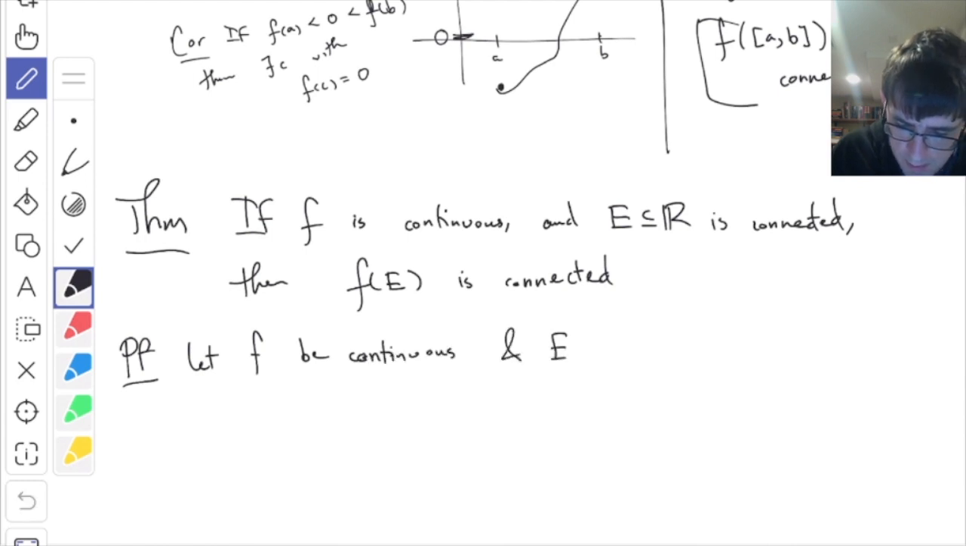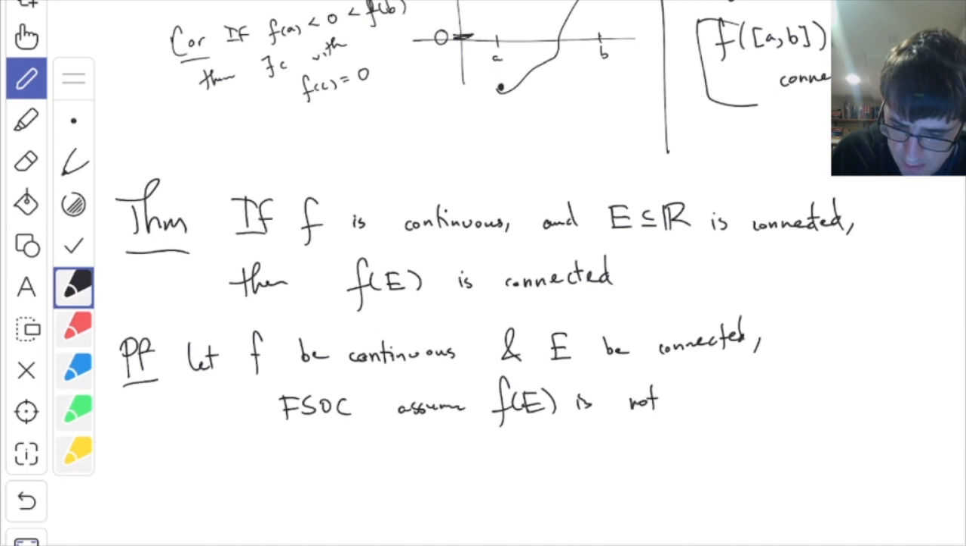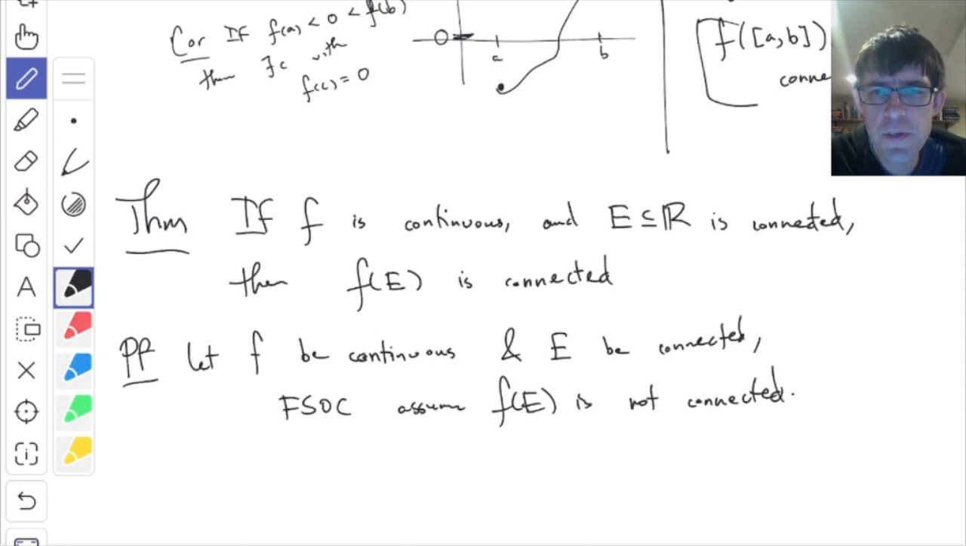And E be connected. But to get a contradiction, for the sake of contradiction, I'm going to assume f of E is not connected. This is good, actually. If you recall, the definition of connected is, it's easier to say what not connected means than it is to say what connected means. And do you remember? This is something you should remember by the end of the week. But if you have forgotten, what does it mean to be not connected?